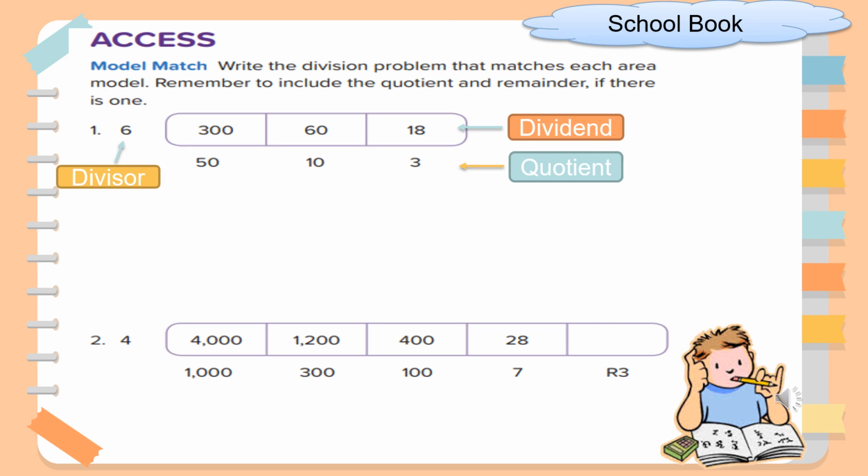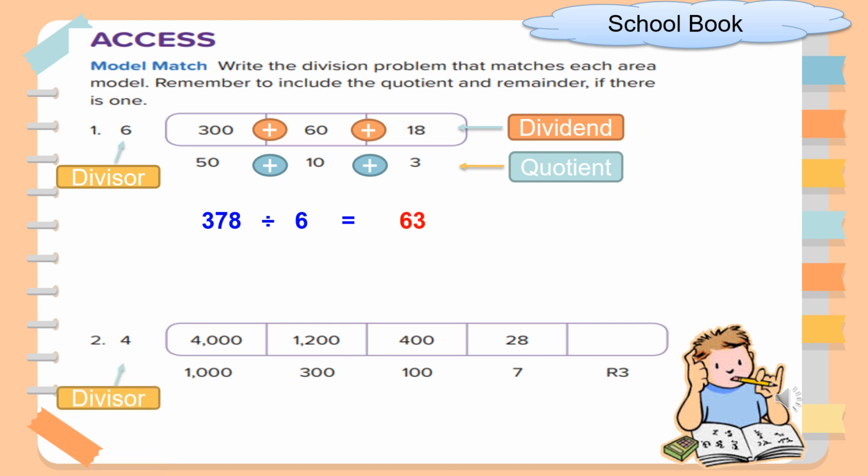So 300 plus 60 plus 18. Then it will be 378 divided by the divisor, which is 6. And the quotient here we need to collect it. We need to add it. 50 plus 10 plus 3 equals 63.